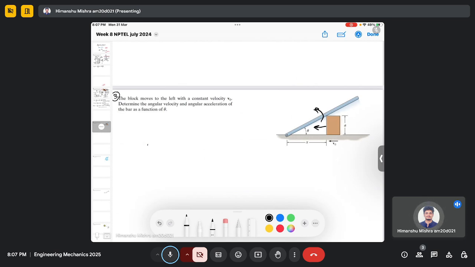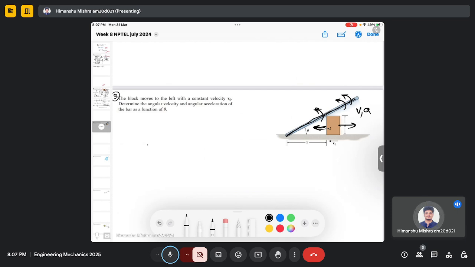In the previous problems, the rotation was creating the translation motion. When the bar was rotating, the block was translating, and we needed to find the velocity and acceleration of this translation motion, which is v and a. But here it is opposite: the block is translating, and this translation of the block is creating the angular motion of this bar.